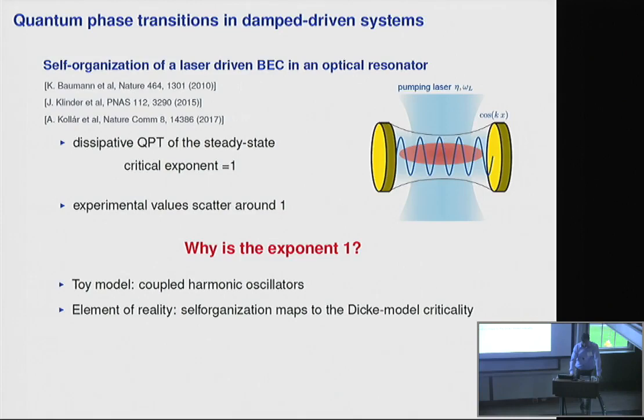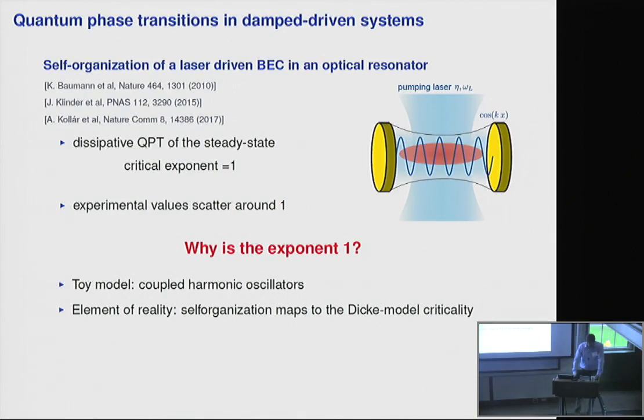And to answer this question, I will use a very simple model. It will be based on coupled harmonic oscillators. But although this model is very simple, it has some element of reality to describe a real system, because the self-organization phase transition maps to the Dicke model criticality, and this toy model is very close to the Dicke model.